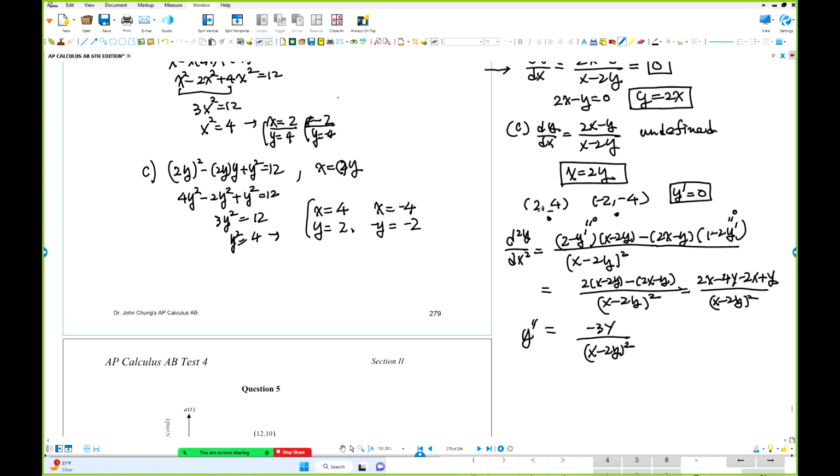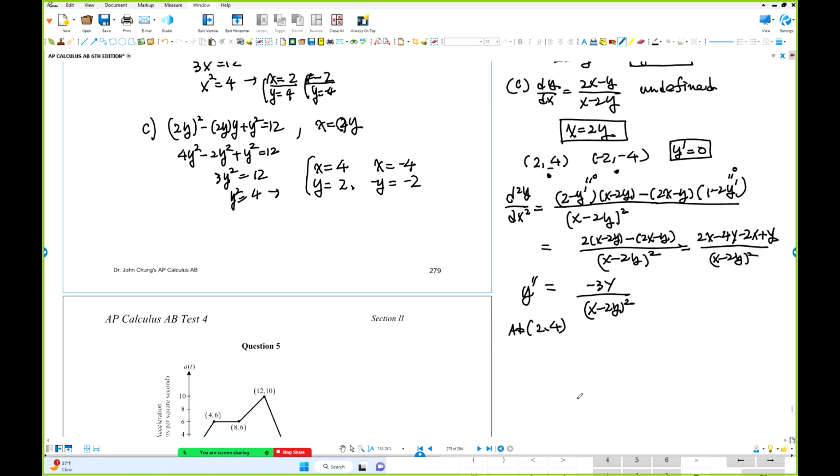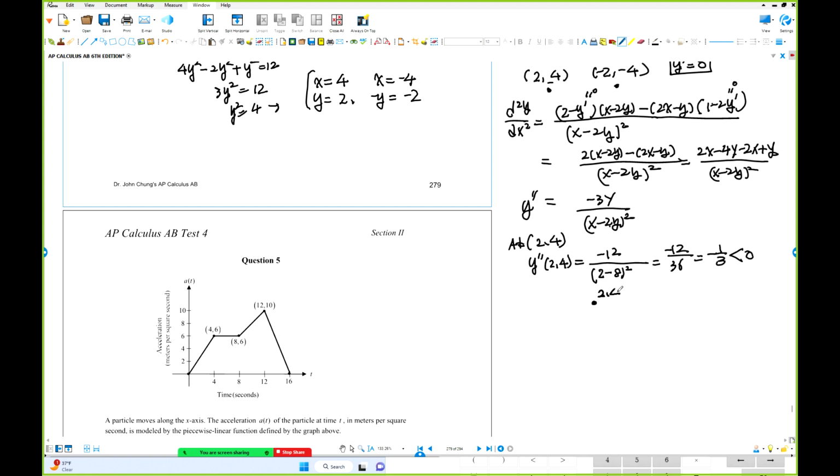Okay? Now check it out at x = 2 and y = 4. That is the local maximum or minimum. Put this number in y double prime, x is 2 and y is 4. So negative 3 times y, which is 4, is negative 12, over x is 2, 2 minus 2y is negative 6. Negative 6 squared is 36. Negative 12 over 36 is negative 1/3. This is negative, right? What that means is at this point, 2 and 4, the second derivative is less than 0, it is concave down, right? The graph looks this way, concave down. That means at x = 2, y = 4, it has a local maximum, right?